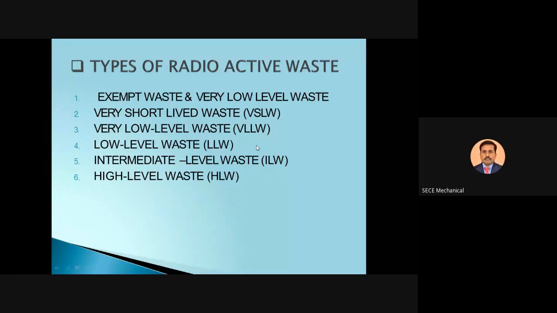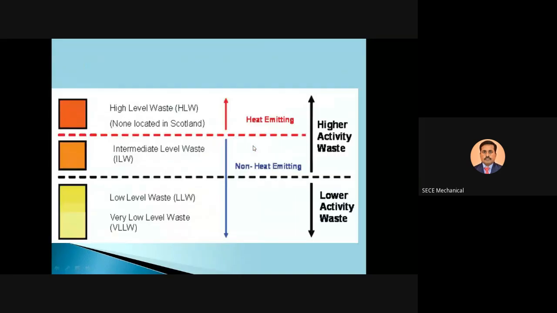So how can it be categorized? Based upon the radioactiveness. Okay. Based upon the radioactiveness, we categorize them into three types. All the six types are categorized into three: one is low active waste, second one is high active waste, then intermediate waste.